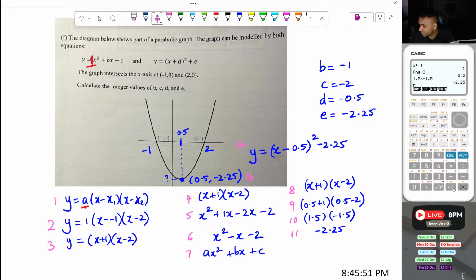That's an excellence then. How did I get the C value? I got the C value from here. So remember, I actually wrote this x squared minus x minus 2. So then I can see that B is equal to -1, C is equal to -2.